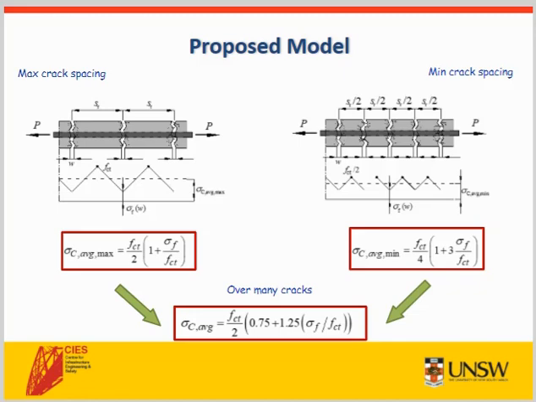The expression on the left represents the average tension going through the tension tie at the maximum crack spacing scenario, and this is a function of the tensile strength of the concrete and sigma F, which is the stress that's carried by the fibres at the crack. Similarly, presented on the right is an expression for the average tension through the minimum crack spacing scenario, also as a function of the cracking strength of the concrete and the stress carried by the fibres at the crack. Over many cracks, taking the average of these two extreme scenarios gives our proposed expression for the tension stiffening relationship for fibre reinforced concrete, shown at the bottom of the slide.